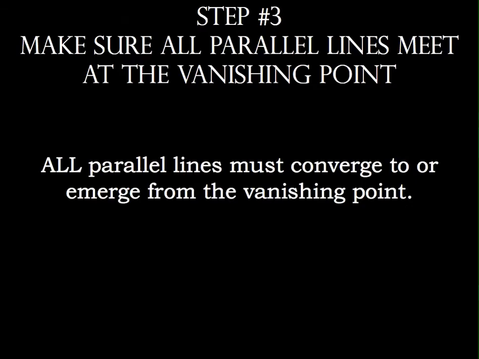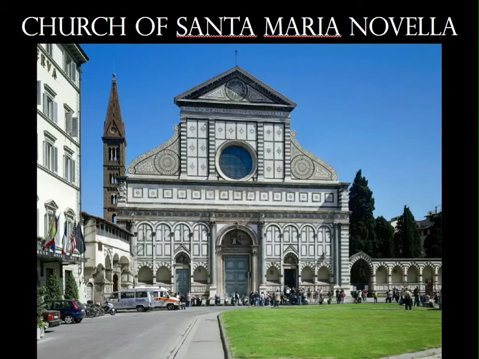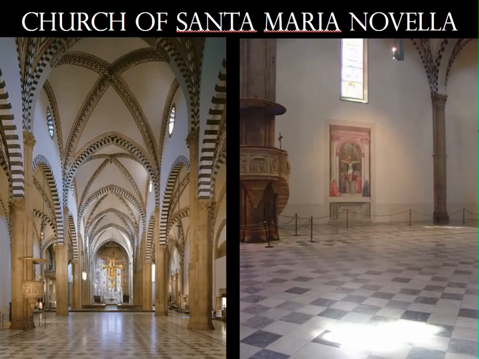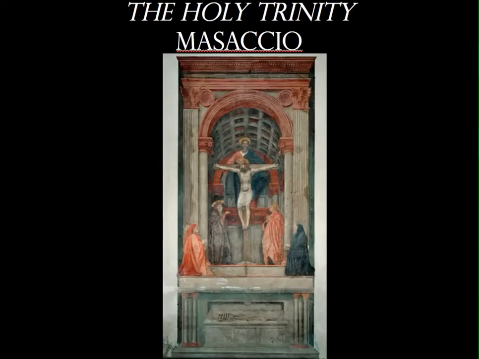Now, step 3 is the most difficult. This is what people have problems with: all parallel lines need to converge on or emerge from the vanishing point. And so this is the Church of Santa Maria Novella. And as you enter and you walk down toward the altar on the left-hand side, we have the Holy Trinity by Masaccio.